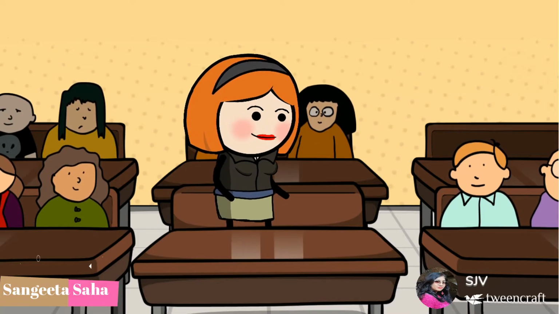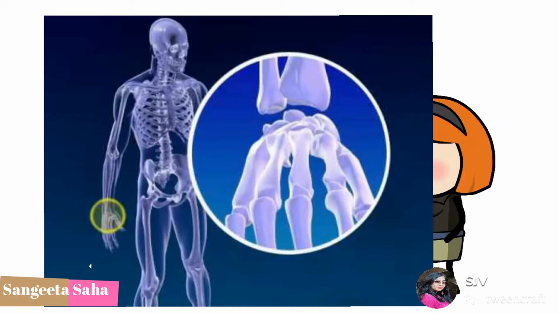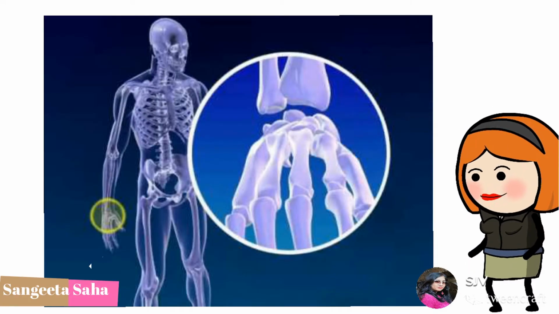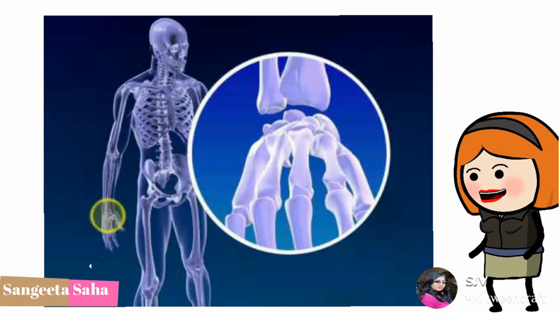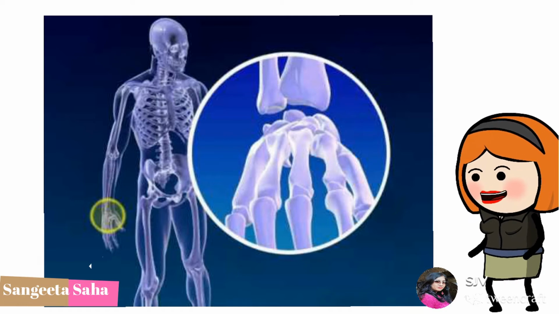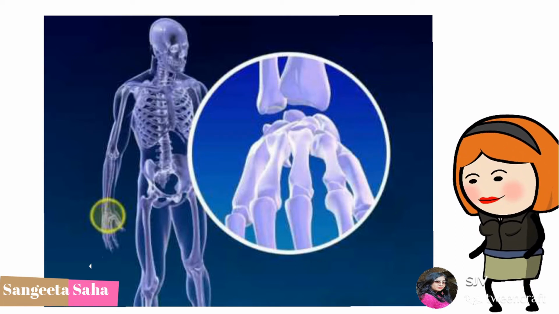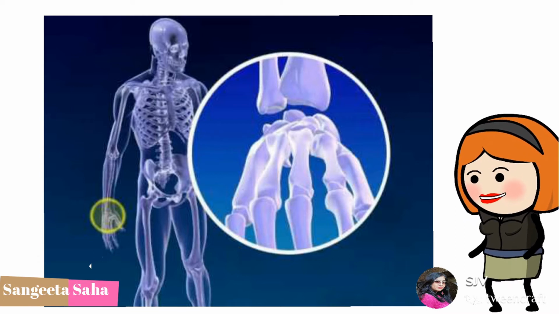Dear students, today we have come up with a new topic, that is joints, and we are going to also discuss the types of joints. Let's get started. A joint is a kind of articulation which is used to describe the union or joining of any two or more bones of the skeleton. Joints facilitate movement of the body parts.